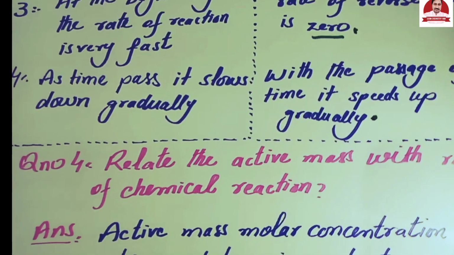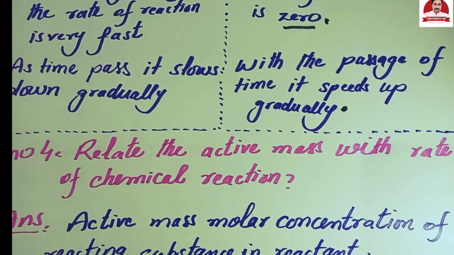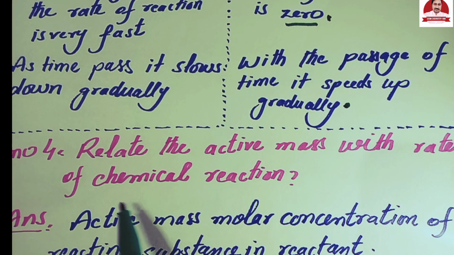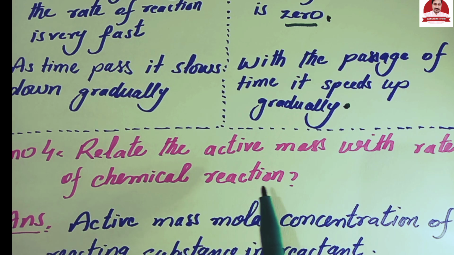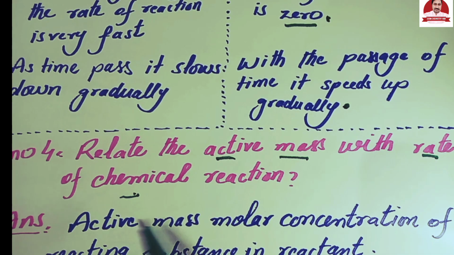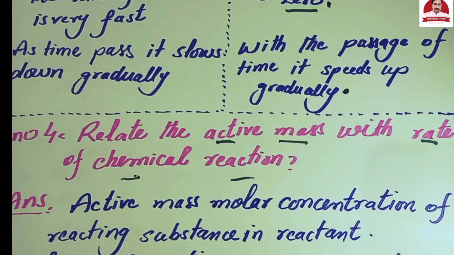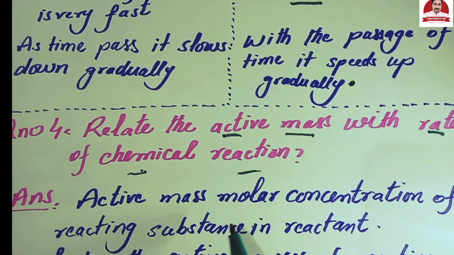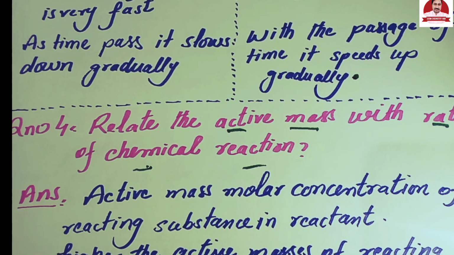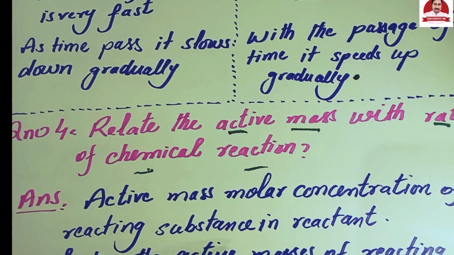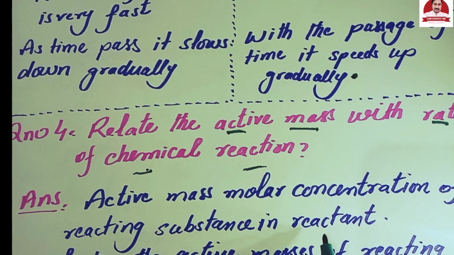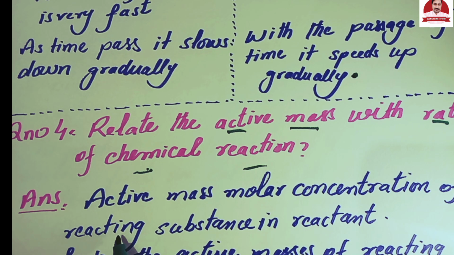Next question, question number 4. Relate the active mass with rate of chemical reaction. What is the relation of active mass with the rate of chemical reaction? So the active mass is the molar concentration of reacting substance in reactant. Mean to say, in a reactant, the substance or the mass which is in the process of reacting is called active mass.